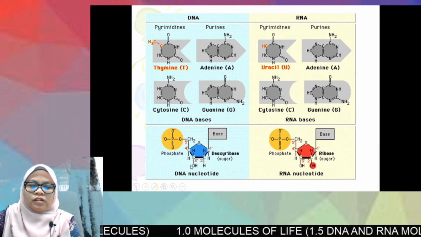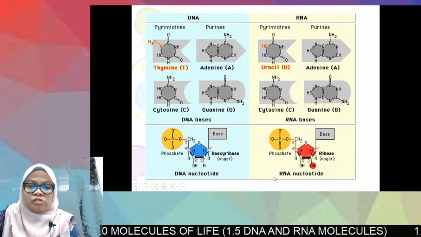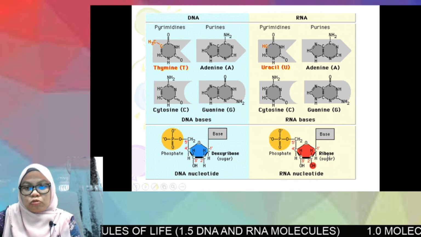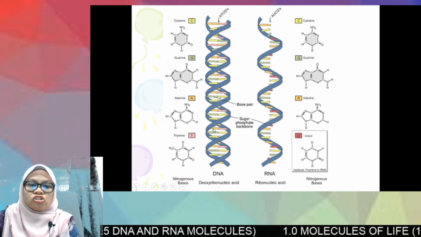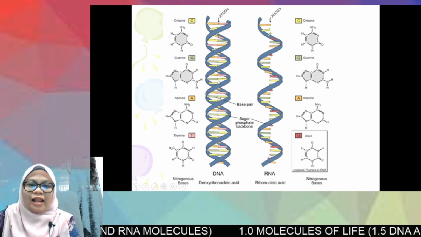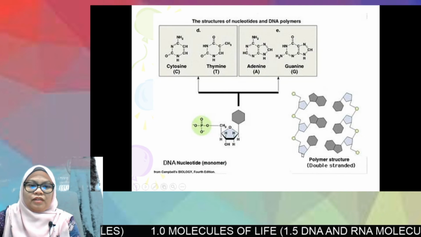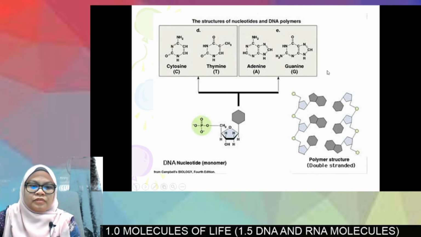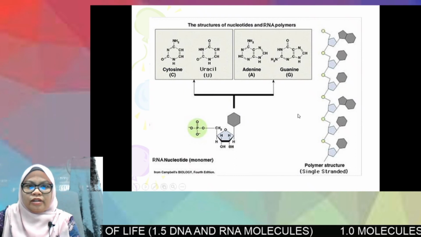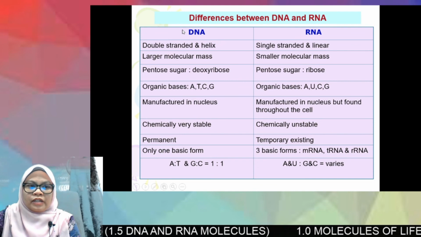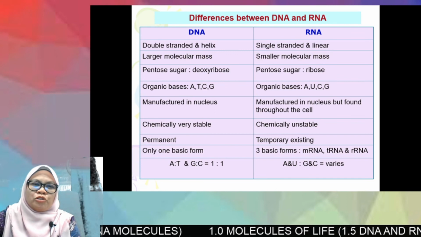And this shows the difference in terms of pentose sugar. DNA consists of deoxyribose. RNA consists of ribose. So here it shows DNA is double strand and helical in shape, but RNA is single strand. This is the base in RNA. So here are the differences between DNA and RNA that we must remember. At least remember 5.